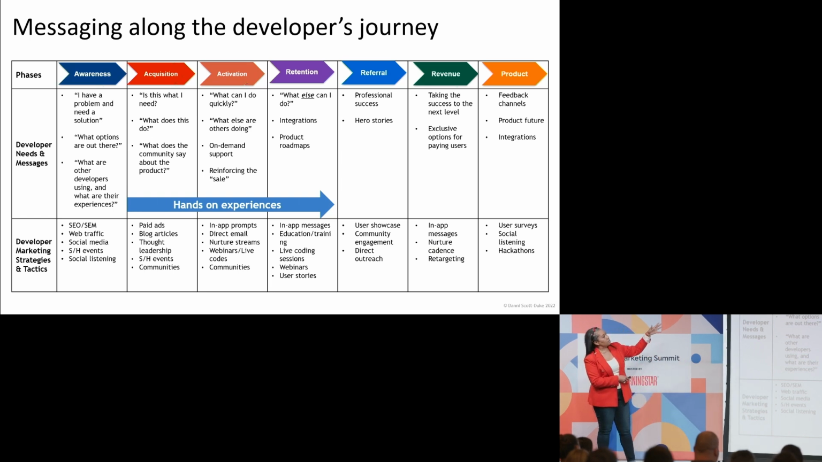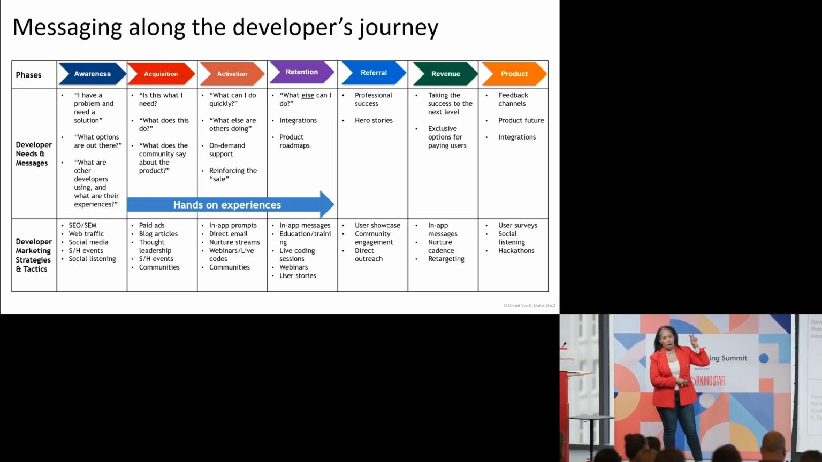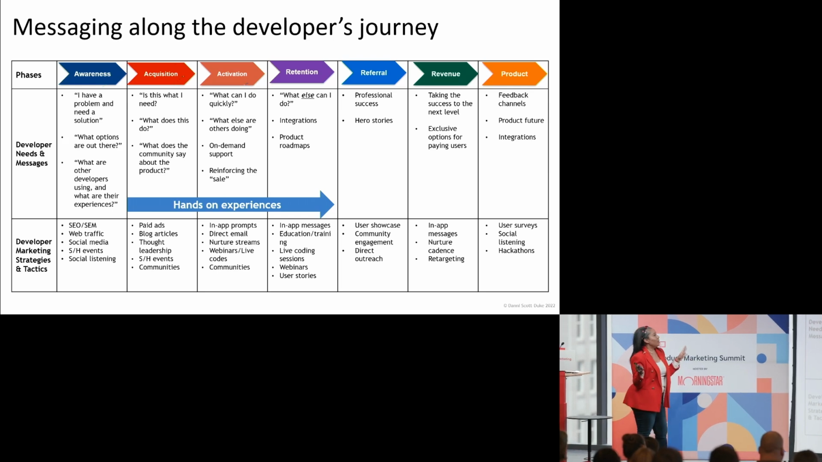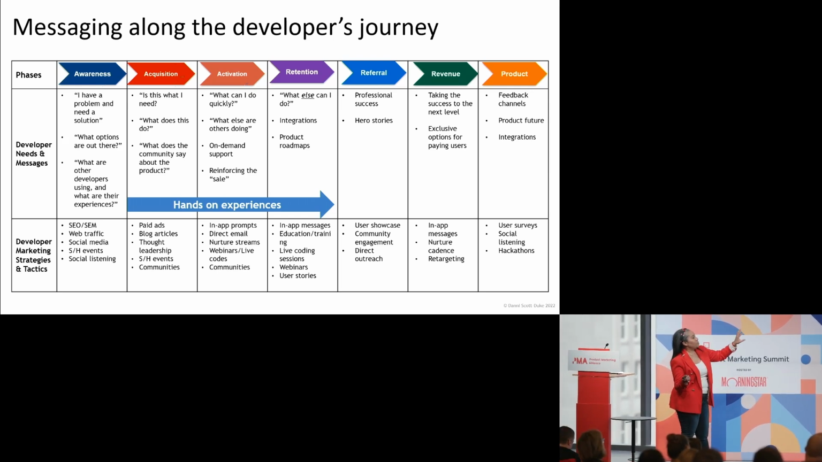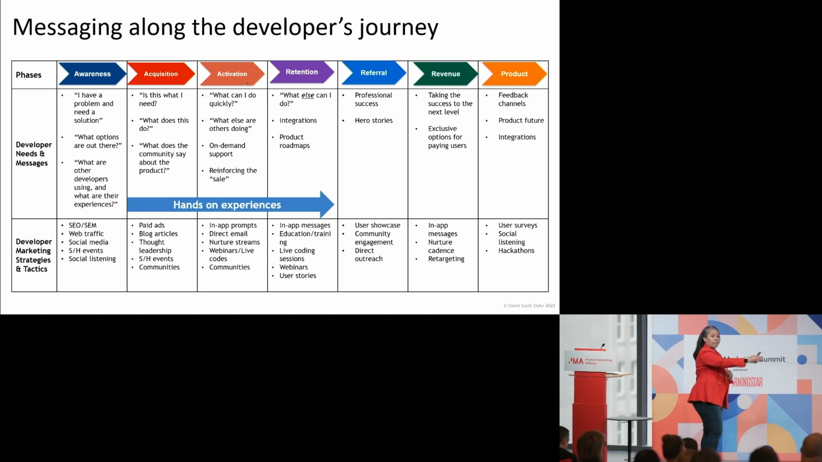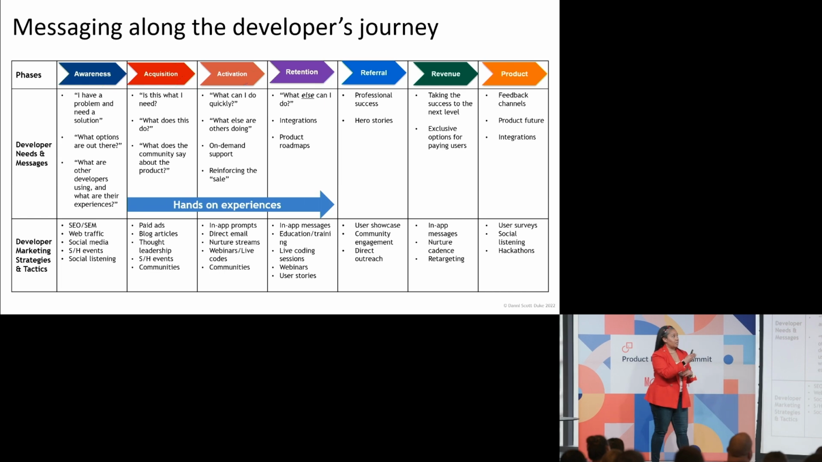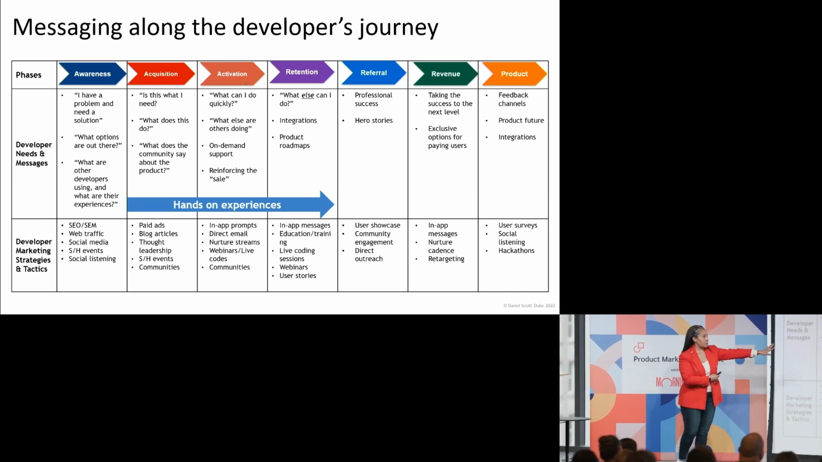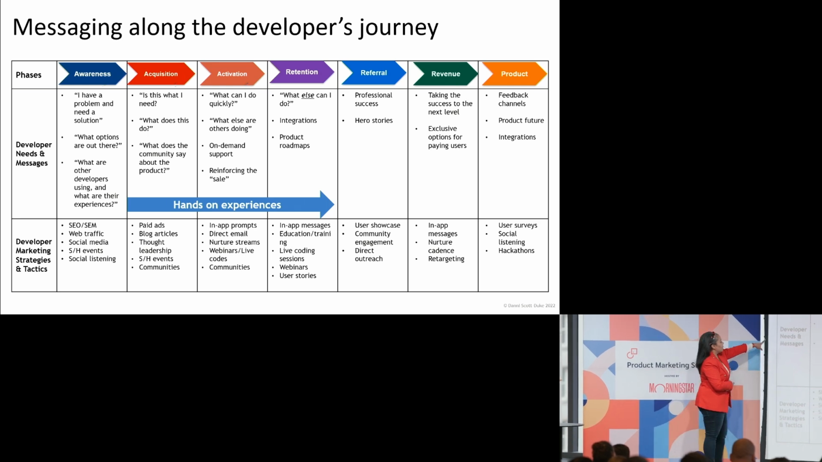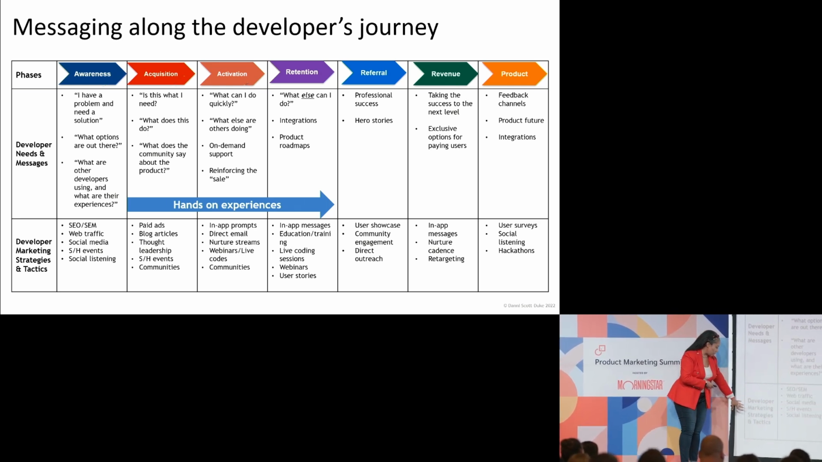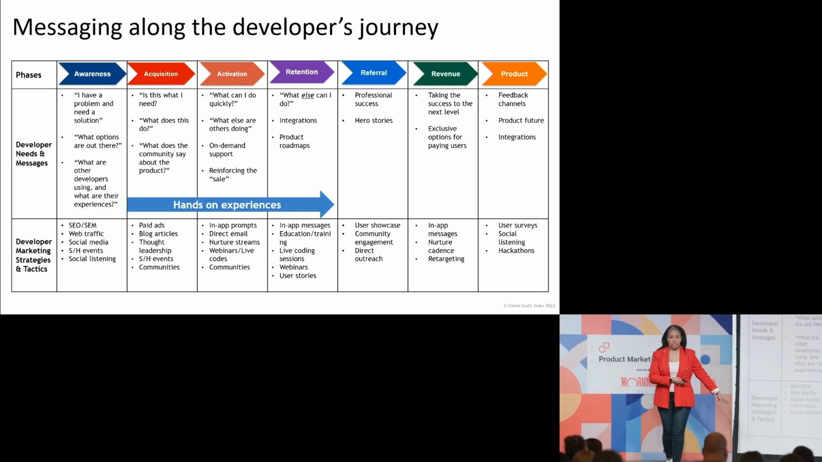I base this off of the pirate model, which is like ARRR, right? Sounds like a pirate. I'm not going to do that sound because I'm not going to embarrass myself. But this is a bit more detailed when it comes to all of the avenues and lanes when the developer goes through your product process, your marketing process. You start with their needs and messages, and then down here we talk about tactics and strategies, right?